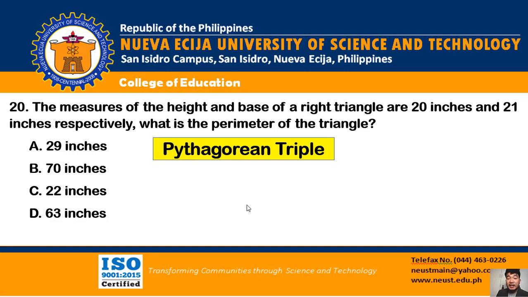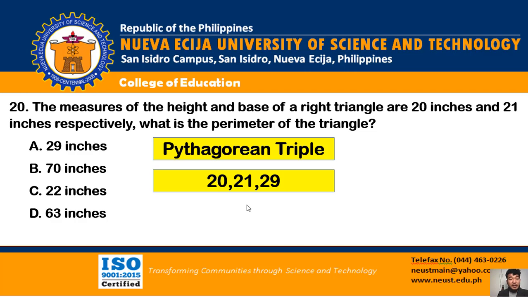You have to become a wide reader when it comes to mathematics also. Sometimes you have to take note of some trivias like the Pythagorean triples. So 20, 21, and 29 are Pythagorean triples, meaning 20 and 21 are the height and base of the right triangle, and 29 is the hypotenuse.